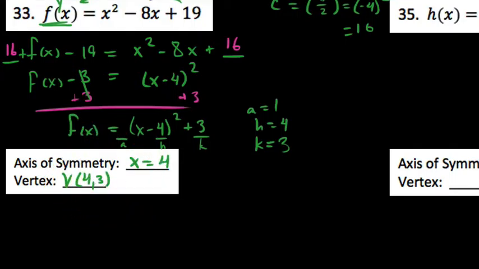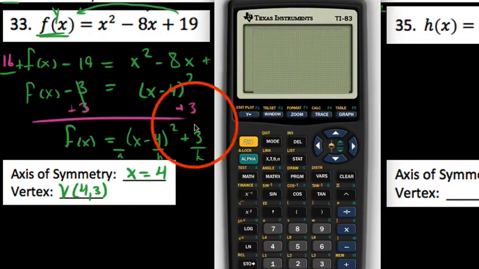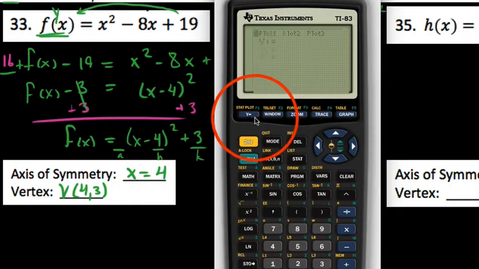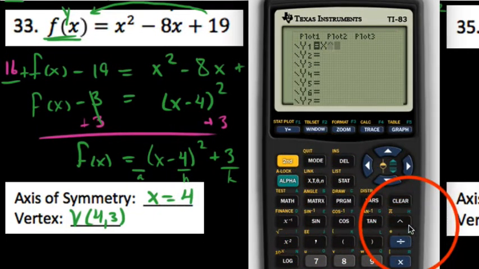So just to show you this, I'm going to get my calculator rocking. Let me bring this over here. I'm actually not going to graph the vertex form equation. I'm going to graph the standard form equation to show you that we do indeed get the same thing as we do in vertex form. So we get x squared minus 8x plus 19.